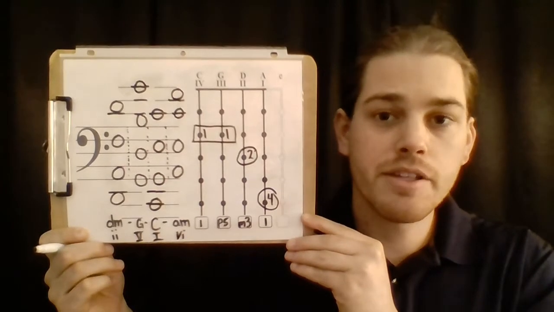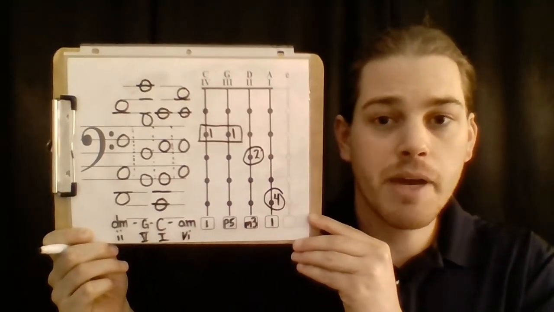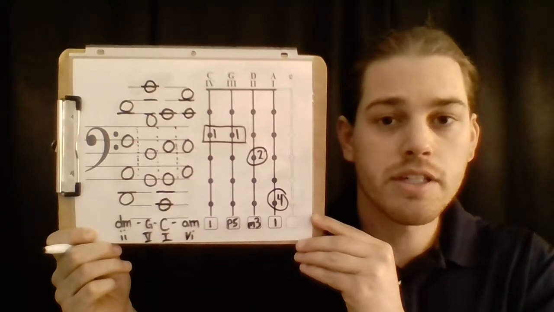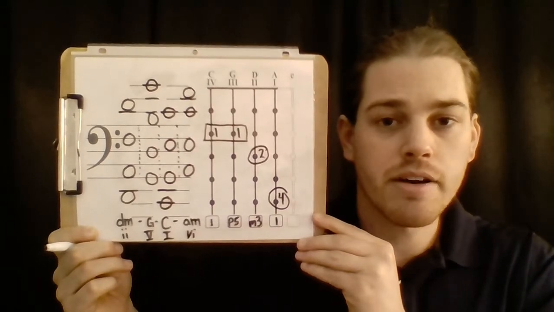Try to figure out and play this common chord progression, as found in jazz, using a mix of major and minor chords: D minor, to G major, to C major, to A minor.